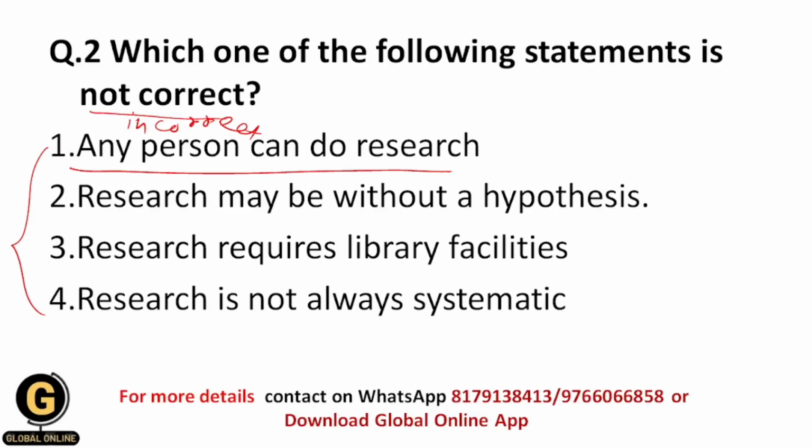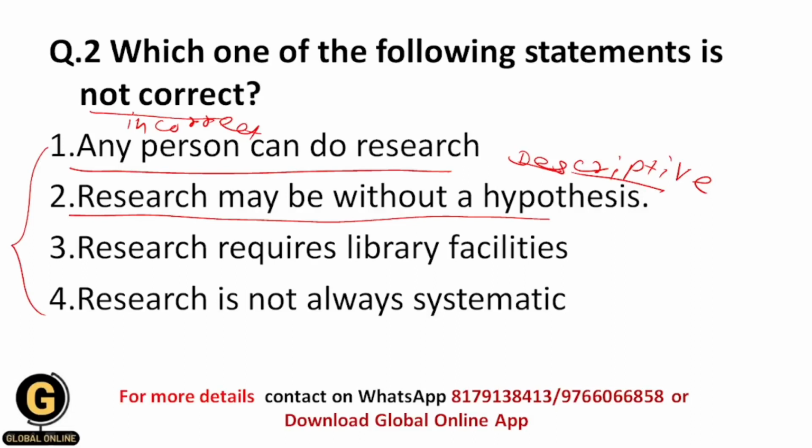The second is research may be without a hypothesis. Yes, a hypothesis is the prediction about our research. Whenever someone is doing research, a hypothesis is important, but not in every type of research. For example, in descriptive research we don't need a hypothesis, because in descriptive research we have to describe things that have already occurred, the characteristics of a certain type of event or situation which is present in front of us. That's why a hypothesis is not required. So this statement is also correct.